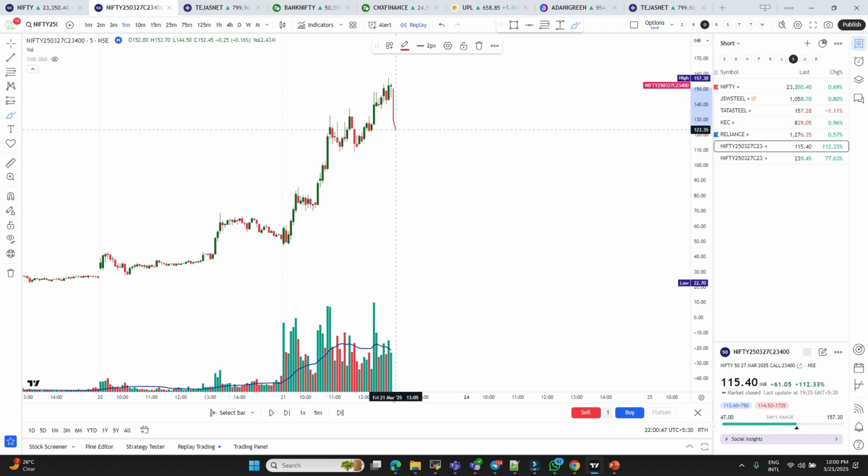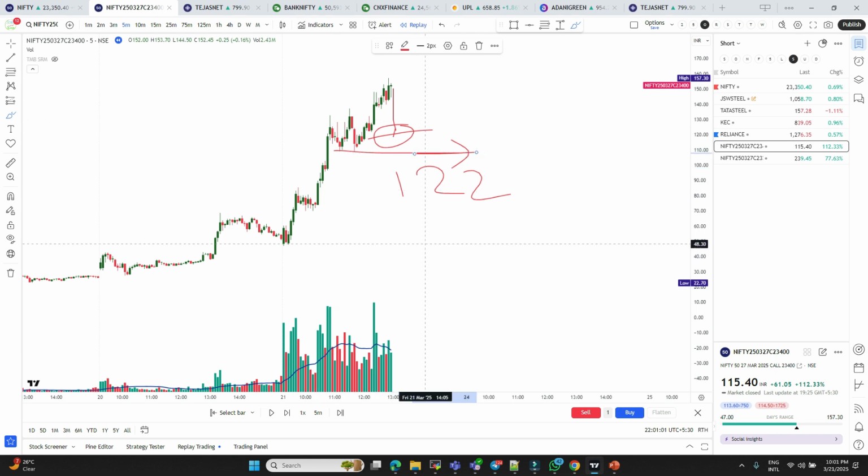I was holding. It came all the way to 122, but I have not exited. I wanted a little more profit. Actually, I was looking for more than 10,000 rupees profit today. So here I have not exited.